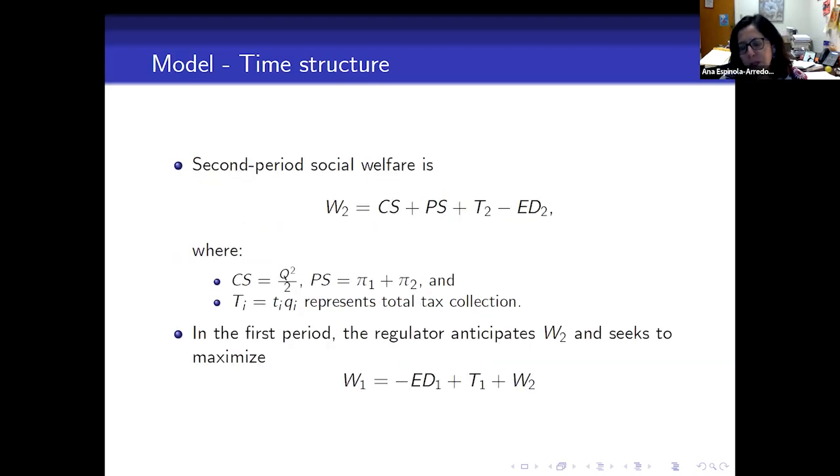In terms of social welfare, which is relevant to identify the emission fee, the social welfare in the second period is composed of consumer surplus, producer surplus, tax revenue, and environmental damage. Here we consider consumer surplus and producer surplus because the output is sold at the end of the game. Then in the first period, the regulator is able to anticipate what is happening in the second period and will maximize the social welfare in the first period, which is composed of the environmental damage produced by the leader, tax revenue in order to make sure that it is revenue neutral, the fee that we are examining, and then the social welfare in the second period. We do not consider discounting, or it is just assumed to be equal to 1.